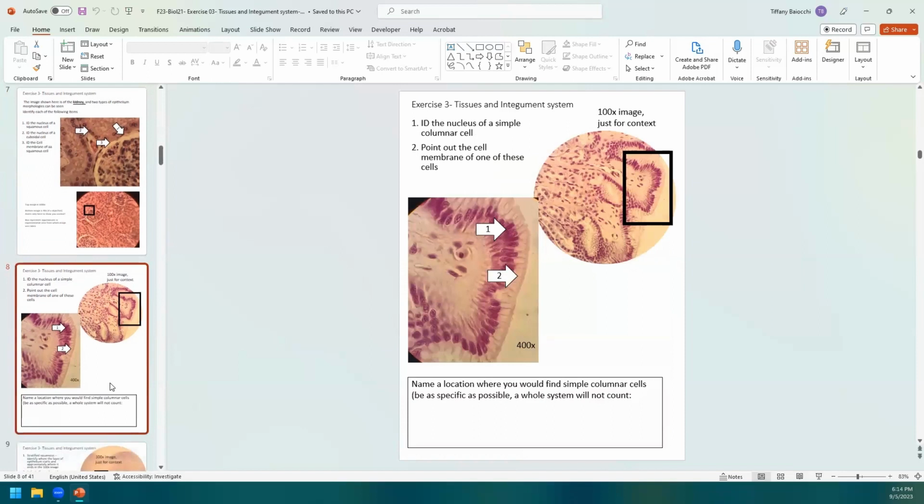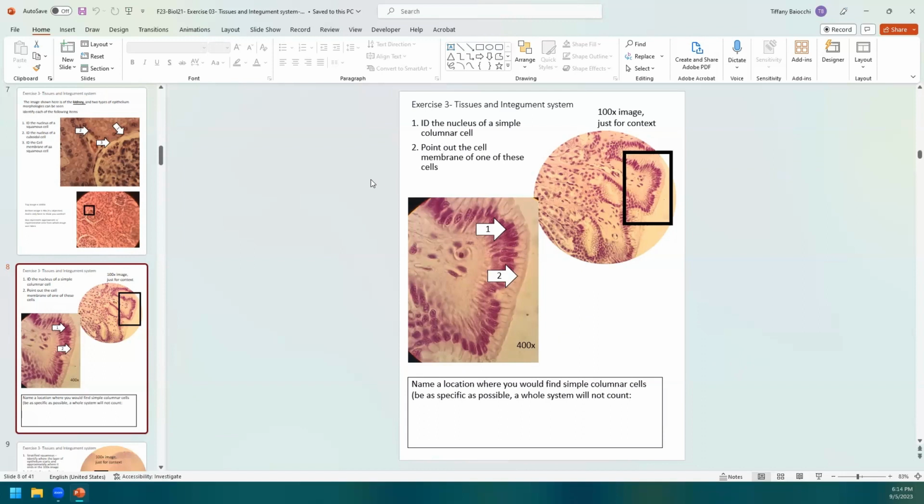This is where we're looking at columnar cells. You can see the whole columnar cell; each one of these is a columnar cell. We're looking at the fundus of the stomach for this. Again, I've got a zoomed out 100x magnification image, and that box area is where I've zoomed in up to 400x. Number one asks us to ID the nucleus of a simple columnar cell. Again, I'm pointing out one of these dark dots, any one of them will do.